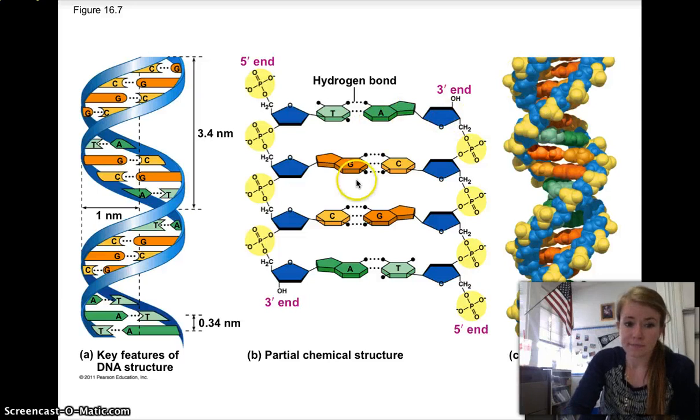And you'll notice that the rungs are always made up of one pyrimidine and one purine. This one is a small rung and one is a fat rung.